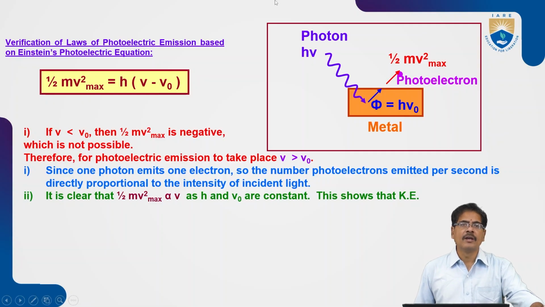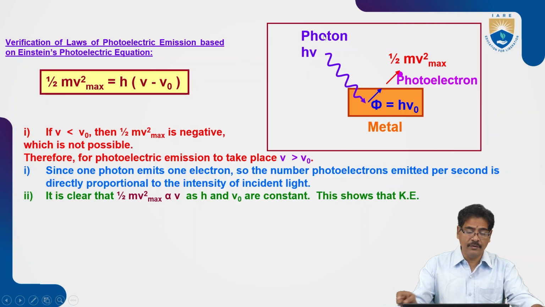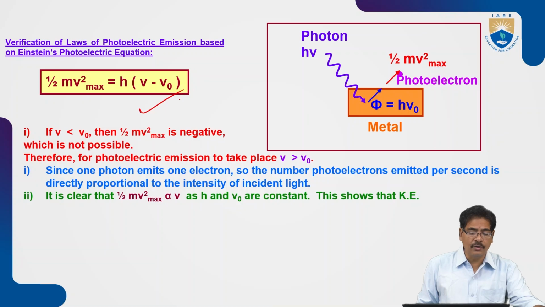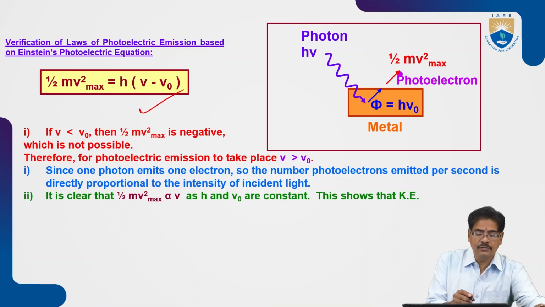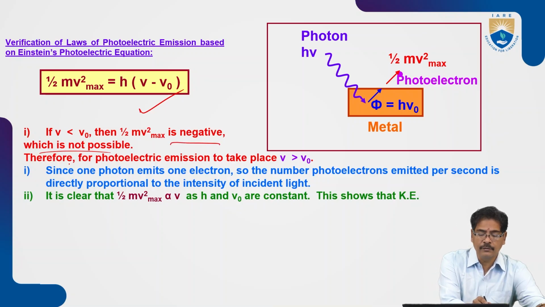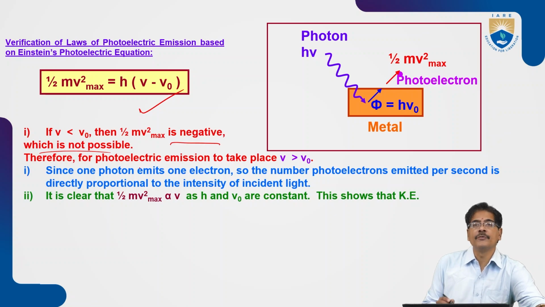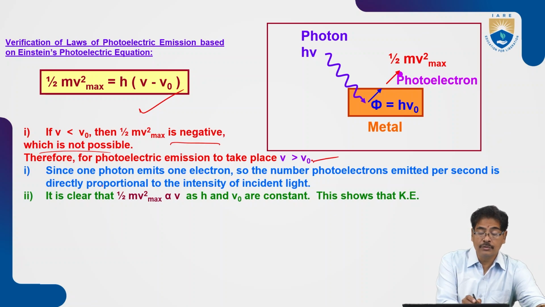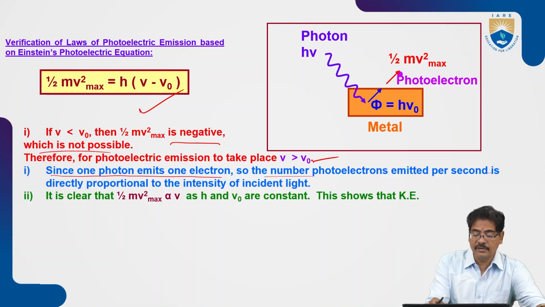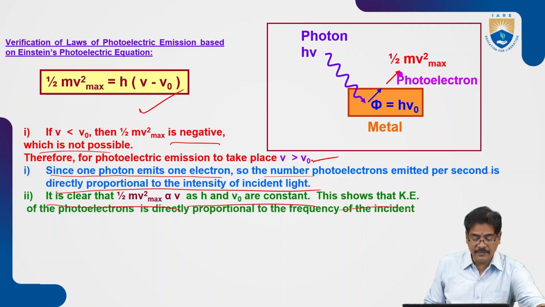and we have seen the verification of photoelectric emission based on the Einstein photoelectric equation, that is half mv square equals h into nu minus nu naught. If nu is less than nu naught, then half mv square maximum is negative, which is not possible. Therefore, for photoelectric emission to take place, nu should be greater than nu naught, right? Since one photon emits one electron, the number of electrons per second is directly proportional to the intensity of incident light. It's clear that half mv square maximum is directly proportional to nu, and as h and nu naught are constant, this shows that the kinetic energy of electrons is directly proportional to the frequency of the incident light.